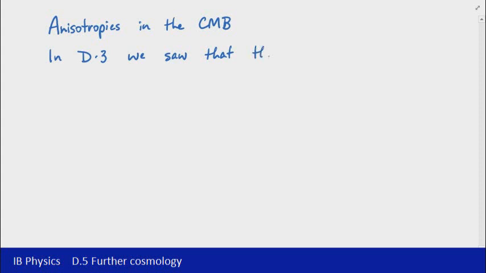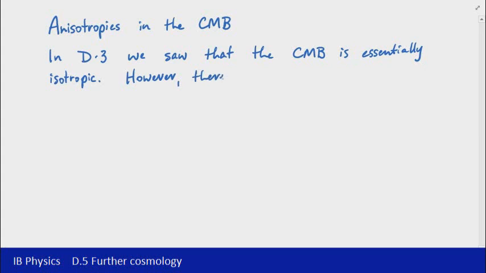The last thing we need to cover in the option topic for HL is anisotropies in the CMB. Now I'm not going to go back over the CMB in any great detail here, because we've already covered that in D.3, but just to briefly summarize, we saw that the CMB is essentially isotropic. And again, that idea being that it looks the same in all directions. So it doesn't matter which direction you look, you would make the same sort of observations. But if we take that a little bit further, there are actually some fluctuations. And by fluctuations we mean that some regions of space appear to be a little bit different to others. And these fluctuations are known as anisotropies.